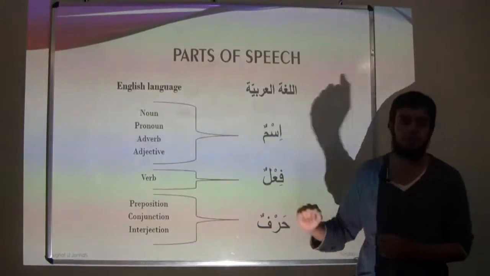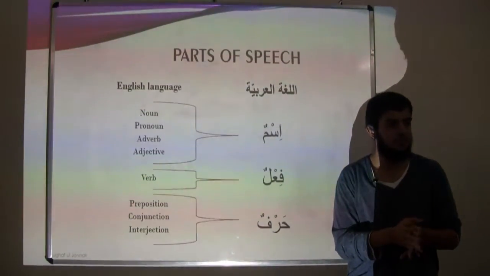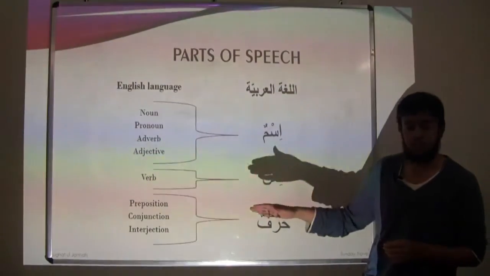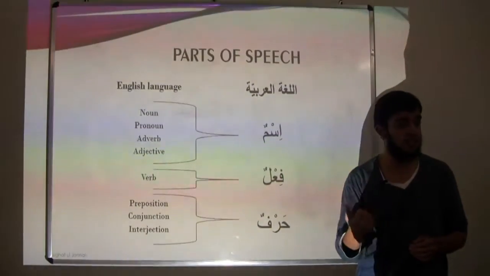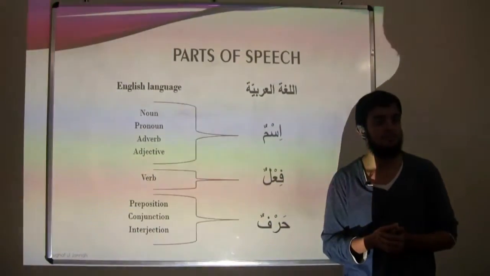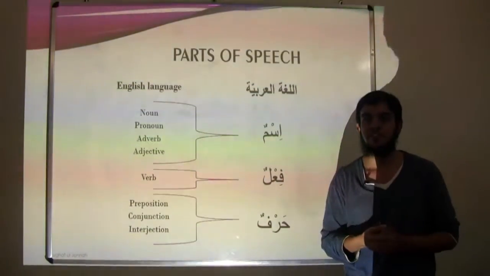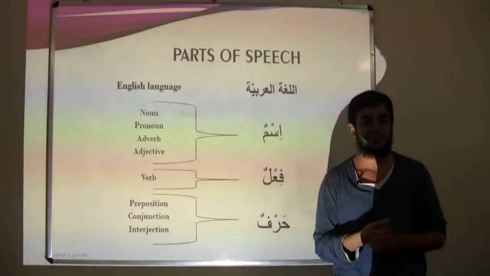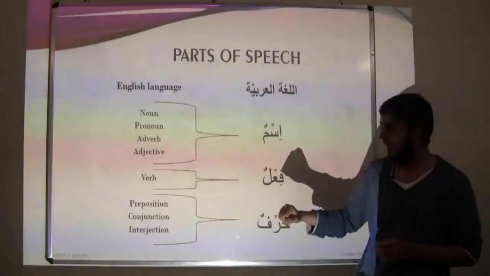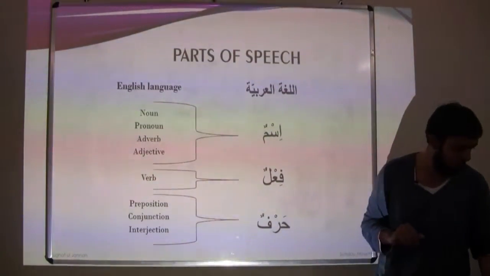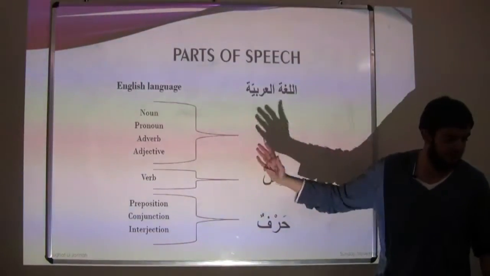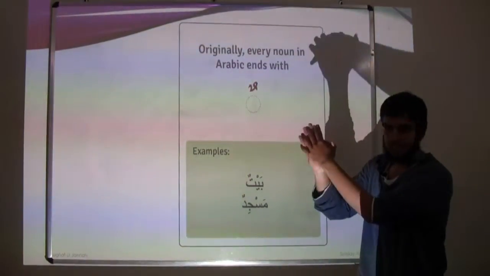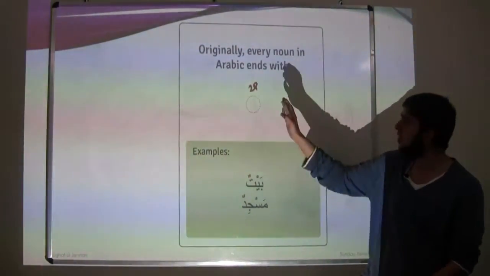And then harf, we have preposition. Preposition, for example fi, meaning in, and there are many other prepositions as well. And then conjunctions, we have for example wa, that we learned last time. Wa means and. So that comes under conjunction. Interjection, we'll learn much later. So this is the basic classification of parts of speech in English and Arabic. And now we had learned this rule last time, that originally every noun in Arabic ends with a double dhamma.